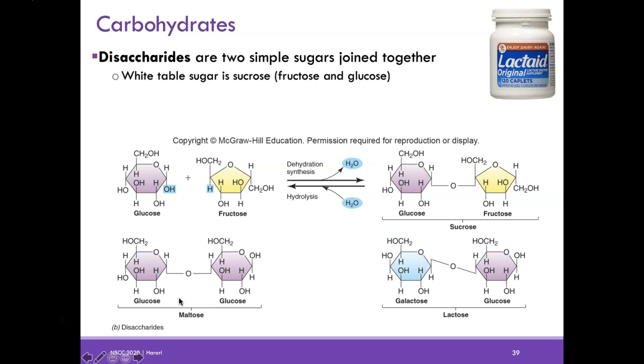Maltose is two glucoses. If you are lactose intolerant, that means you cannot break down this bond. You can't break the bond between galactose and glucose. And that makes it indigestible in your system. So the lactose found in milk is indigestible for certain people, and therefore they might have to take a supplement that has the enzyme lactase. And the enzyme lactase can easily break this bond in lactose. In general, things with the suffix -ose are sugars.